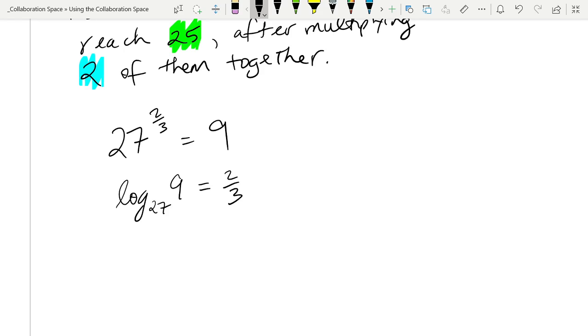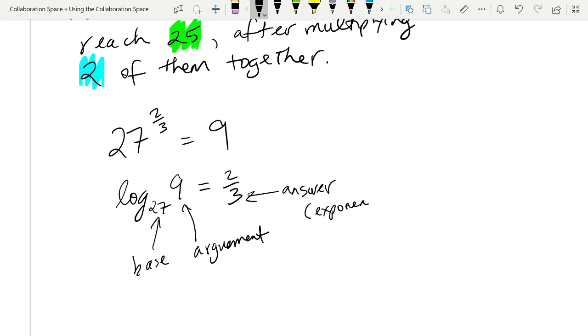That's the answer. And again, we call that a base. We call that an argument. And in this case, this is my answer, I guess, but it's also the exponent. And what logarithms allow us to do is something that we've never really been able to do in math up till now, which is solve for unknown exponents, right?